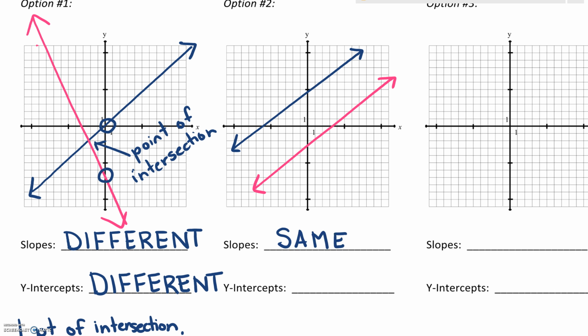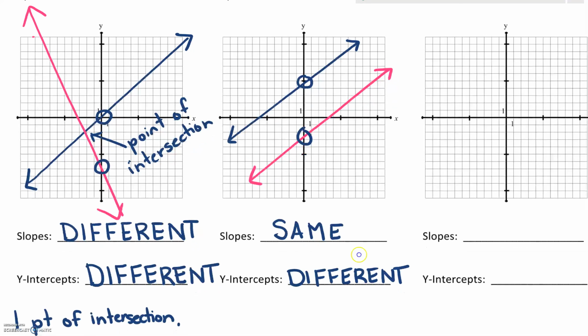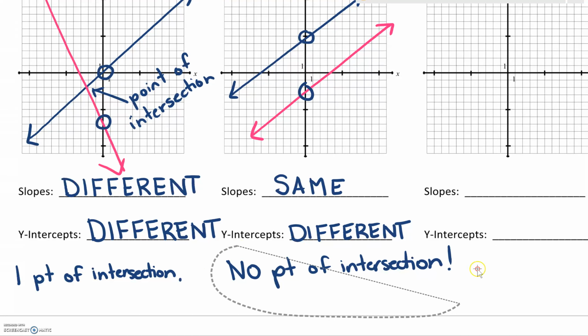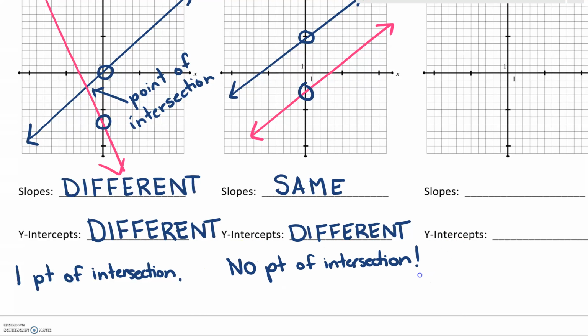That doesn't mean that your y-intercepts are the same, because if you take a look and analyze this graph, you could tell that the y-intercepts are actually quite different. So we're going to have to write down that these are different. And if you take a look at this, you could see quite clearly that these lines don't cross ever. So in this situation, there are no points of intersection, or 0 points of intersection. So it is possible that your lines won't ever cross, and that will be possible when your slopes are the same.